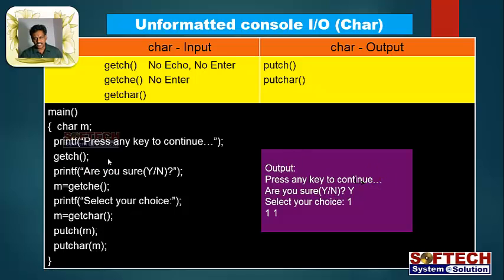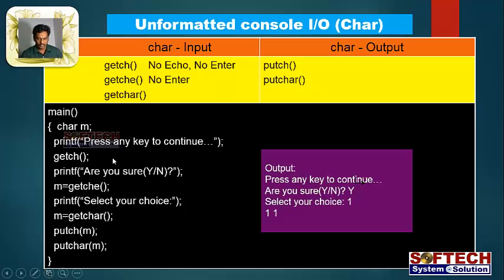But in getch, it waits to accept a character, but that character is not displayed on the screen. We do not need to press the enter key. That is no echo. If it is displayed on the screen, that is echo. So with getch, if we give input through the keyboard, the character is not displayed on the screen, and we don't need to press the enter key.